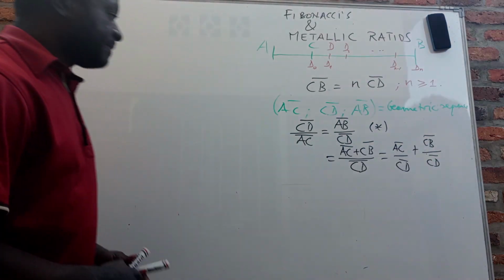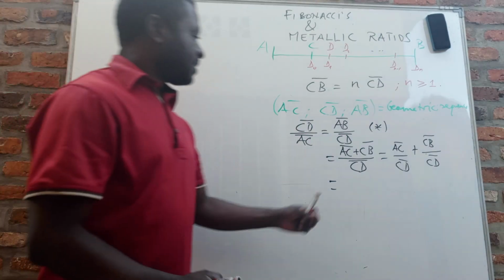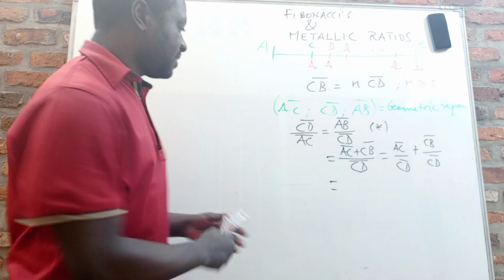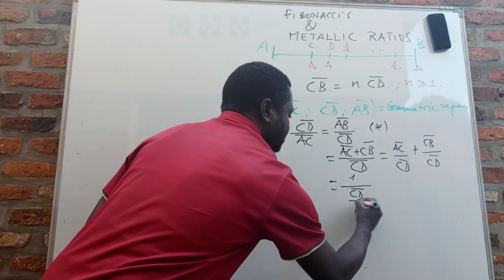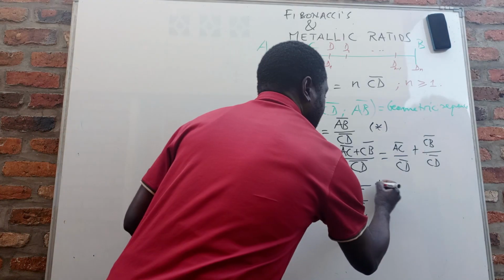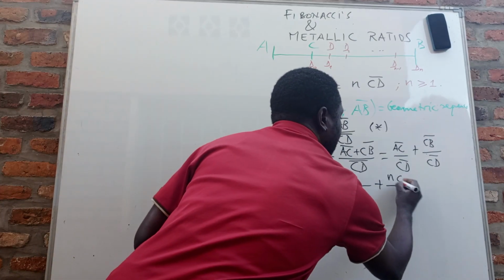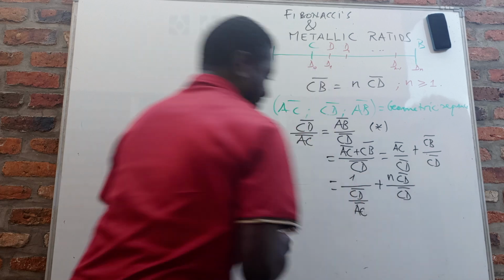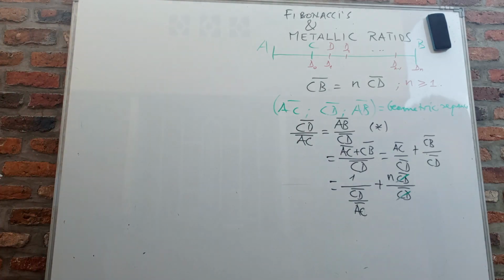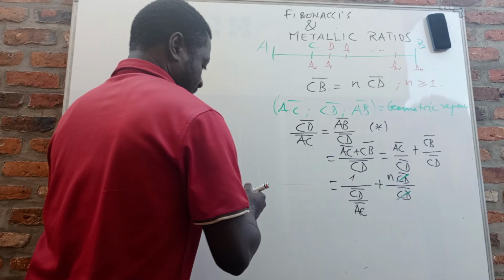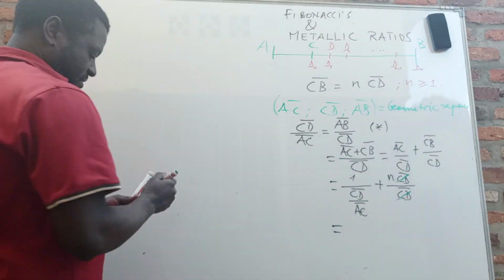We can make a substitution here. This first term can be written as the reciprocal of CD over AC, which is the metallic ratio. Now here we have CB, so I can use its equivalent expression, n times CD, divided by CD. You can see there is a way of simplifying and getting the second term exactly equal to n. So we can simplify this ratio, as it is a metallic ratio.